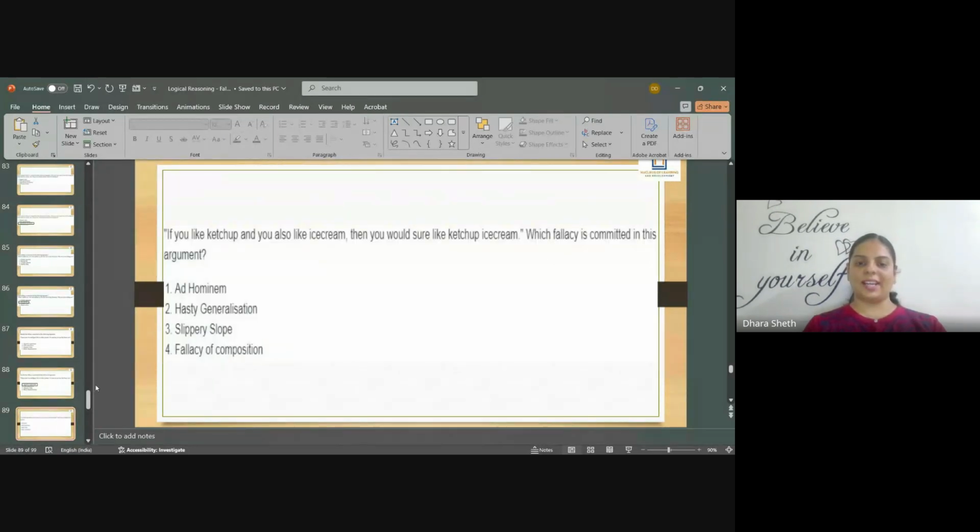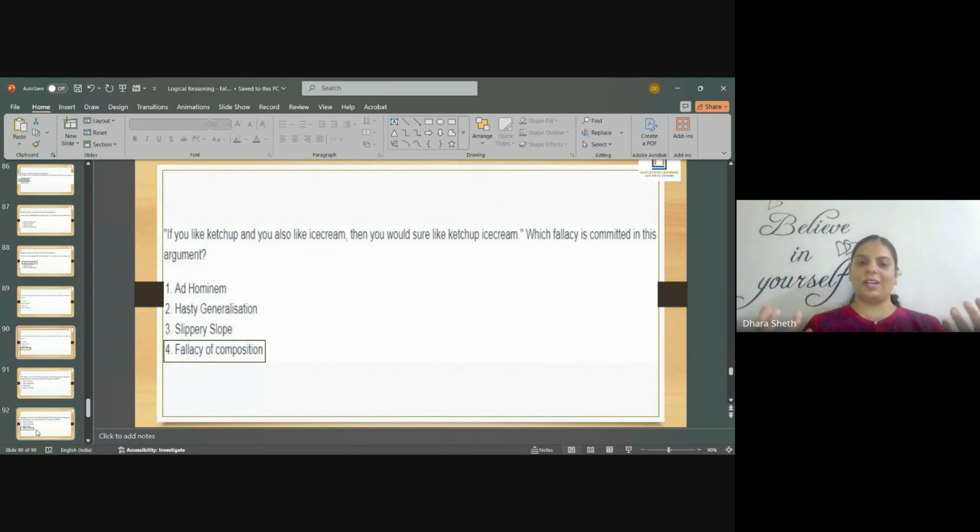Next, if you like ketchup and you also like ice cream, then you would surely like ketchup ice cream. Which fallacy is committed here? Slippery slope. No. It is not a conclusion which is far-fetched. It is actually fallacy of composition.